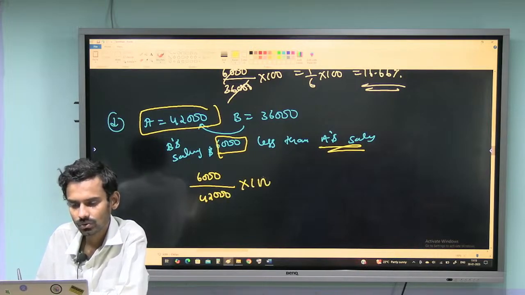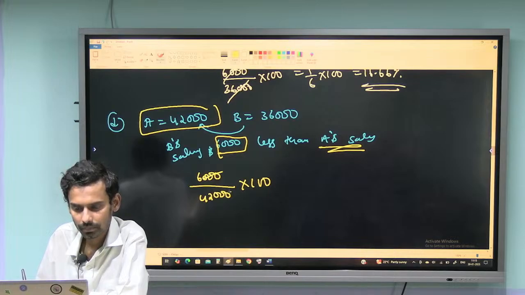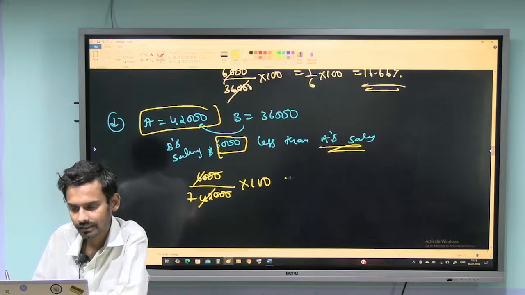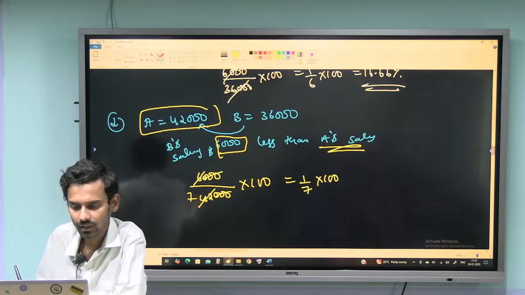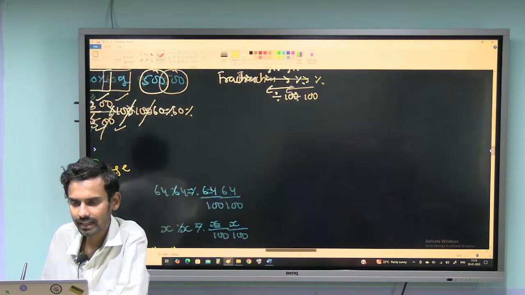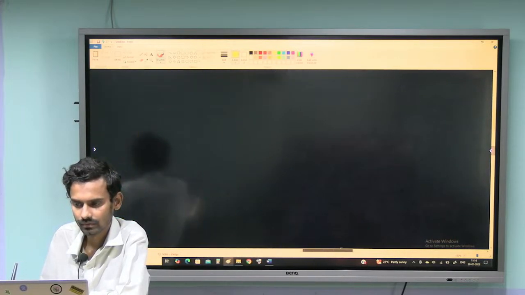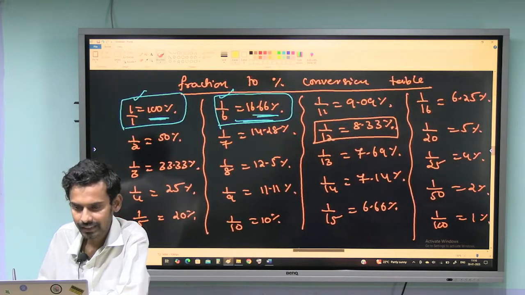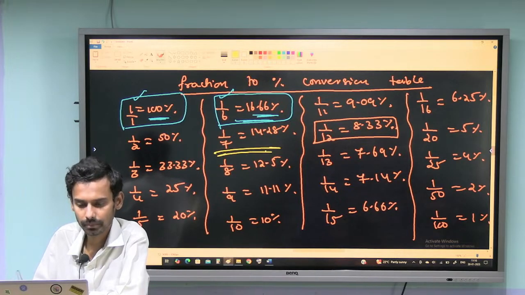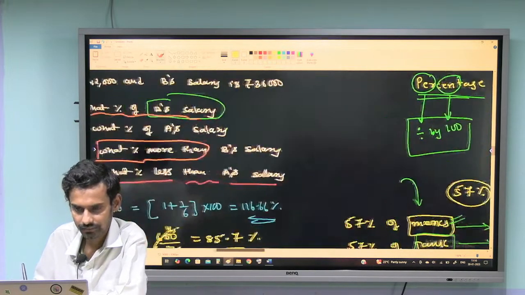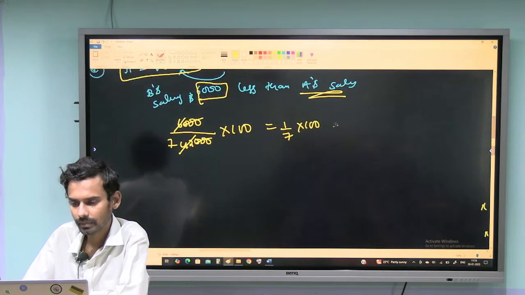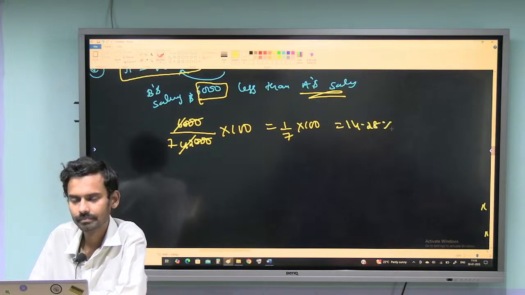Into 100. So if you cancel this 000 000 you can cancel. Again 6 ones are 6, 6 sevens are 42, your answer will be 1 by 7 into 100. Either you can divide 100 by 7 or else from the table I know the value. See, from the table the value of 1 by 7 will be 14.28%. So directly you can use this. So your answer will be 14.28%.